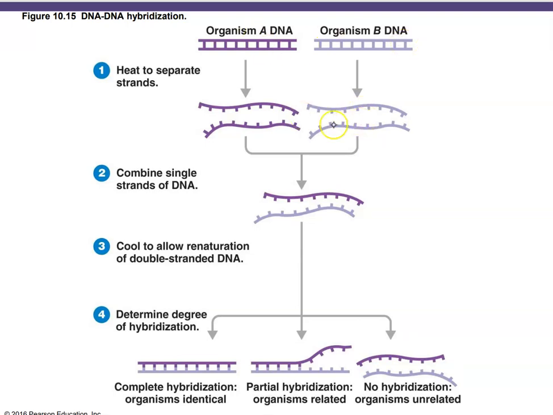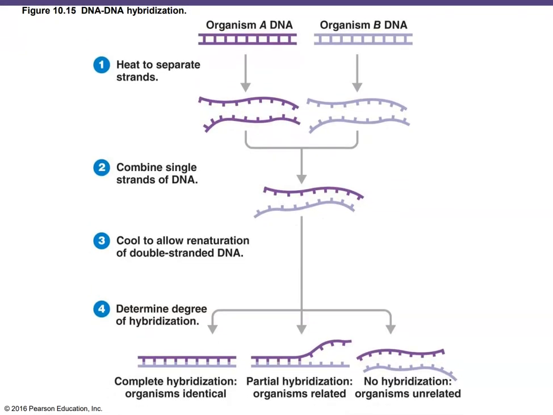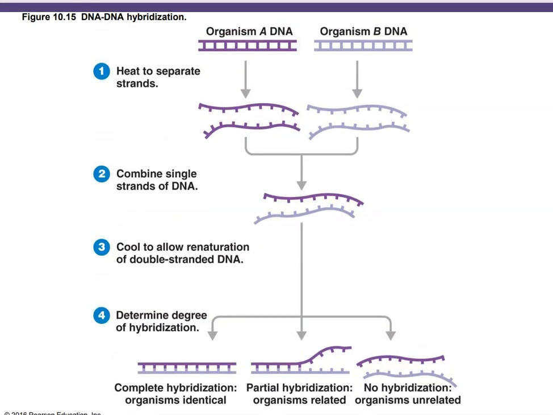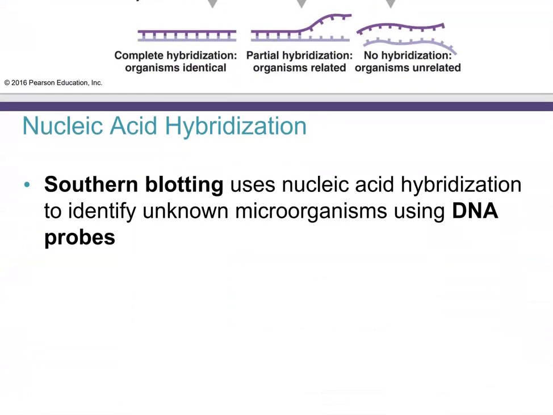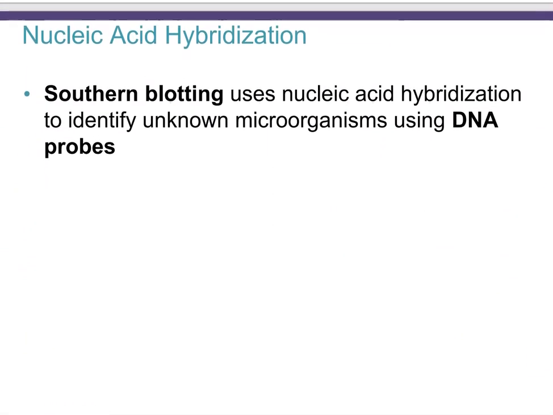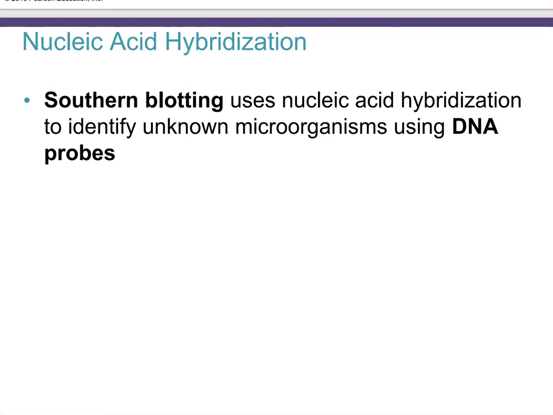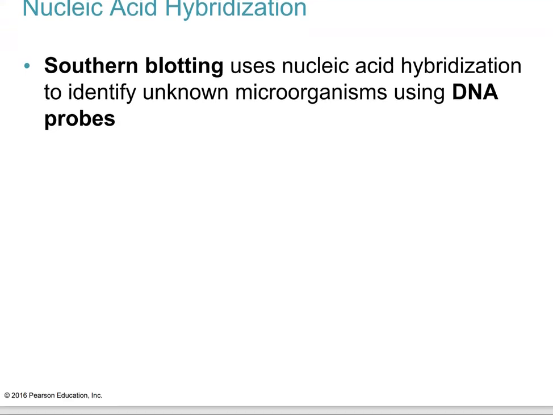You will heat them up to separate out the double strands, and then you will separate them by electrophoresis, and then you will go see if with a label probe you can find a matching sequence on usually a nitrocellulose or nylon membrane. So that's nucleic acid hybridization, otherwise known as southern blotting. So in southern blotting, you're using this nucleic acid hybridization to identify unknown DNA from a microorganism.